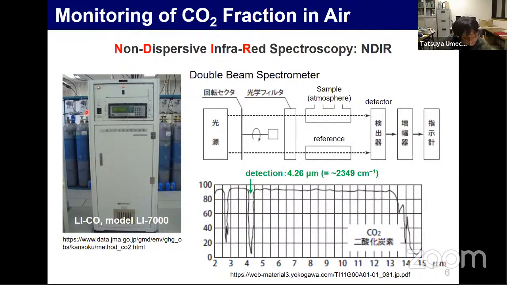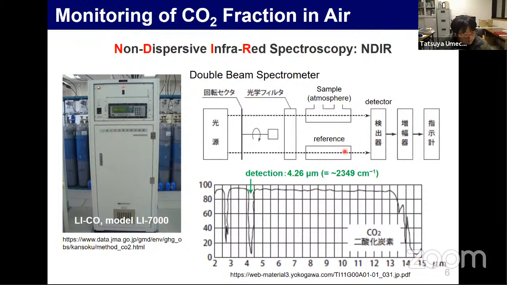The left photograph is the system for measuring carbon dioxide concentration in atmospheric air on Yonaguni Island of Japan. This system is a non-dispersive infrared analyzer. Atmosphere with carbon dioxide is injected into this sample cell. Carbon dioxide at zero concentration is in this reference cell. The infrared light at a wavelength of 4.26 micrometers from this source is incident to these cells.